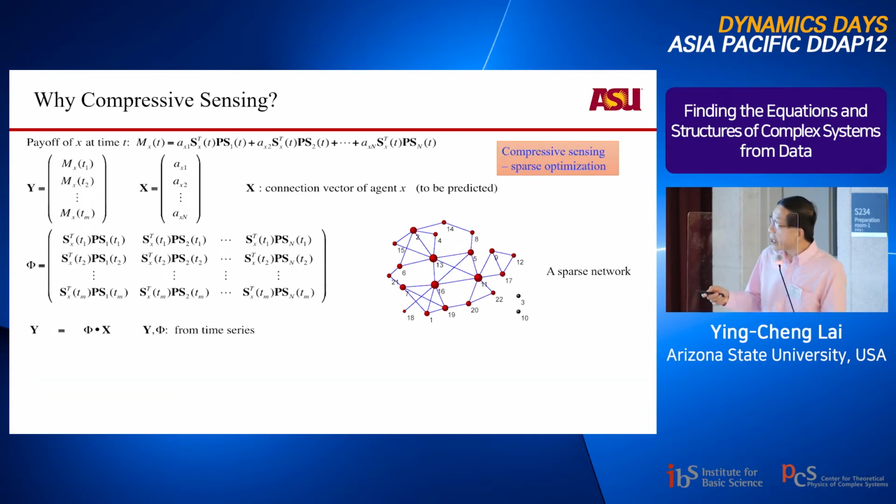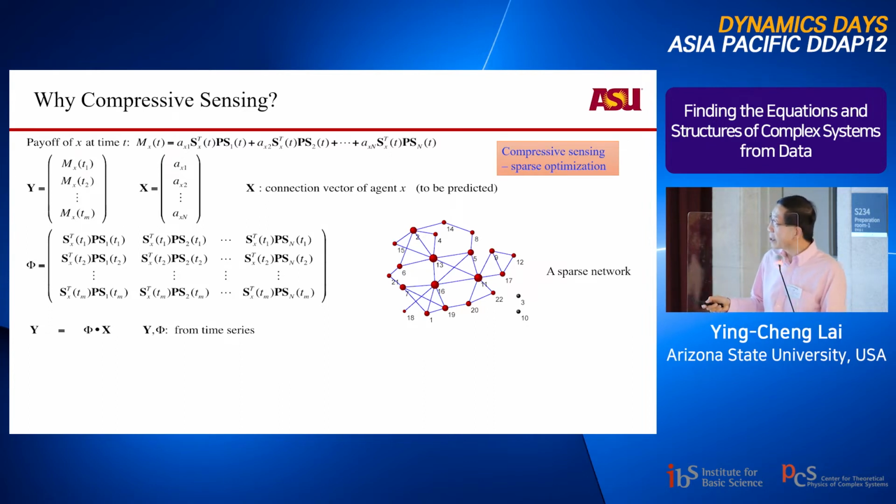Now we can write down the payoff of agent X at time t in this way. At time t, it plays a game with each of its friends if it has multiple friends, and each round of the game played with each friend is counted as one time step. The payoff can then be written as a combination of all those payoffs, the sum of all the payoffs.